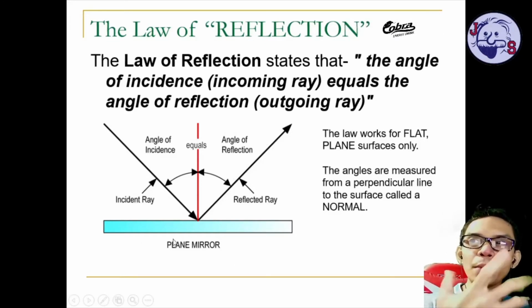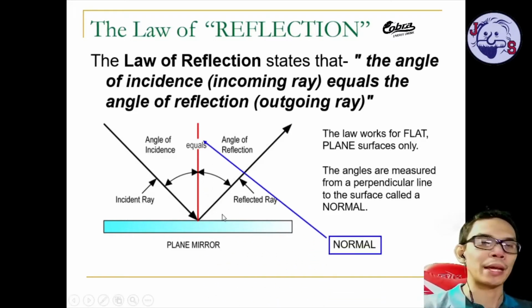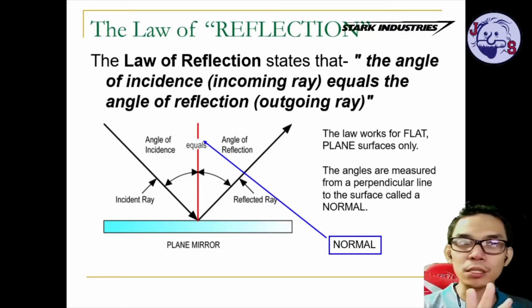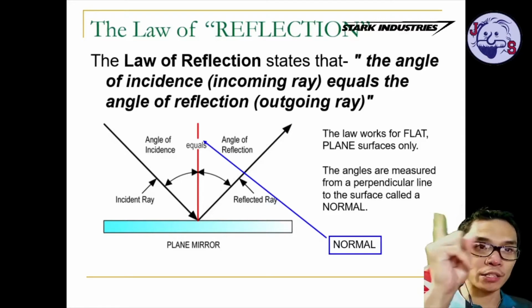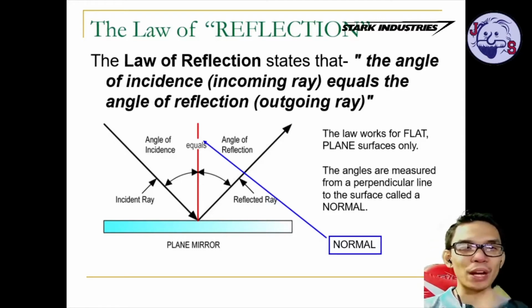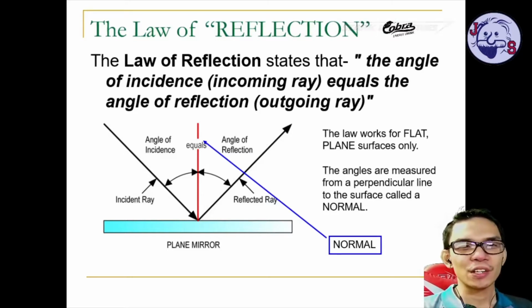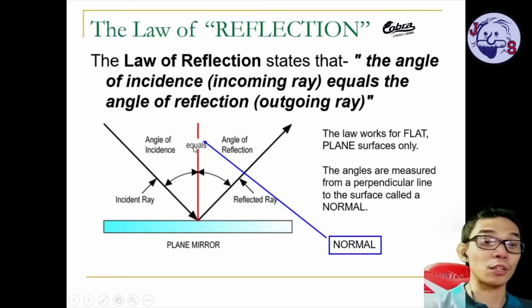The angles are measured from the line perpendicular to the surface, which is called the normal line. So that is the law of reflection, which was discussed in our previous video lesson. Just click the link above to watch it again, so that you will be refreshed with the ideas about this law of reflection.